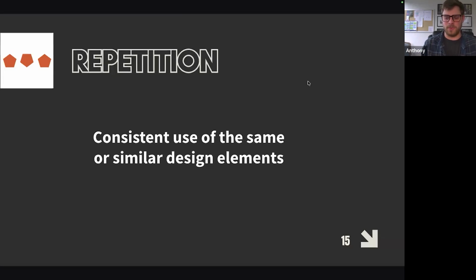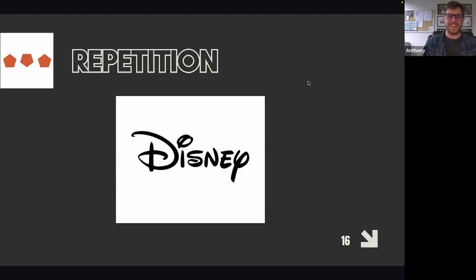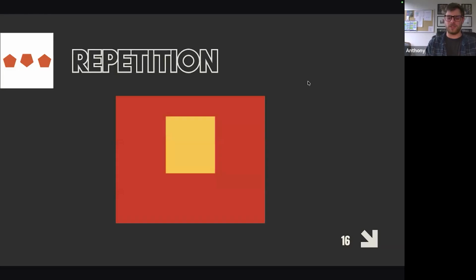Some good examples. I have a little game. Feel free to throw in the chat if you can name the company based on the font. They use this font all the time. It should be fairly easy to identify. Bingo, Say Network, Tyler. Yes, you guys got it. Disney. Okay, next one. This one is a little bit trickier. They use these two colors throughout most of their branding.